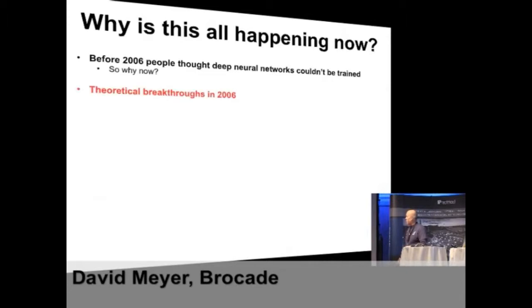So why is it all happening now? Well, before 2006, people thought these deep nets couldn't be trained. So why now? There were technological breakthroughs in 2006, learned how to train these things. So this has solved a technical problem. I can explain it, but it's like the butterfly effect, step on a butterfly a thousand years in the past. I can explain, but we can do it later.